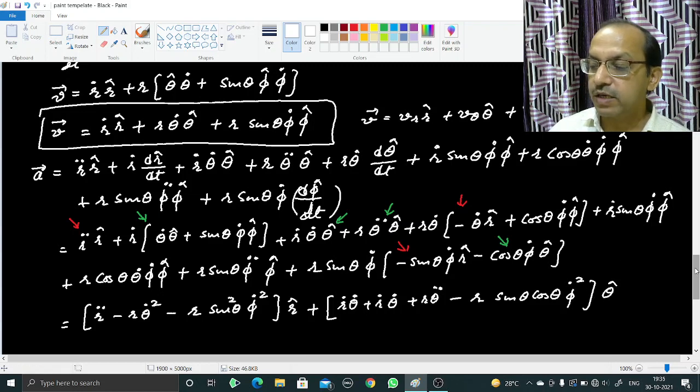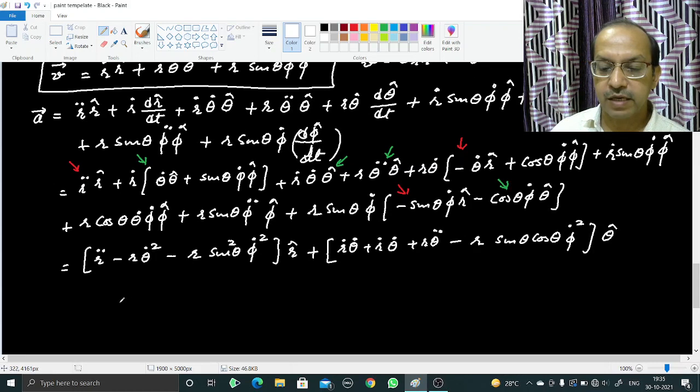Now we will take common phi cap. If we take common phi cap, what are the terms? This term is having phi cap, this is having phi cap, and this is having phi cap here. So we will rearrange these by taking common phi cap.